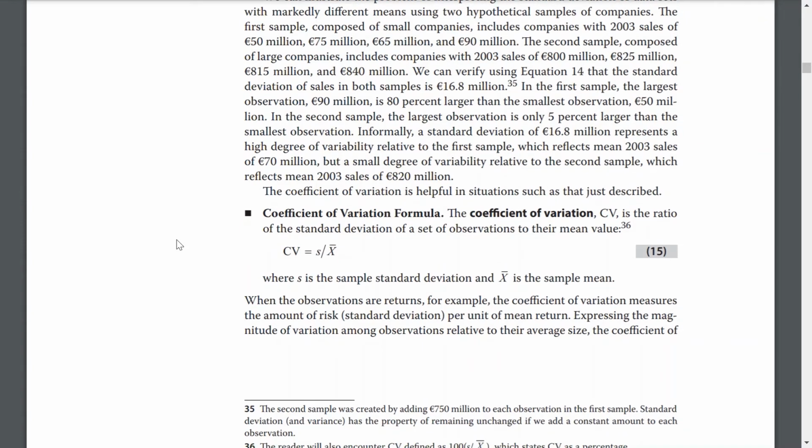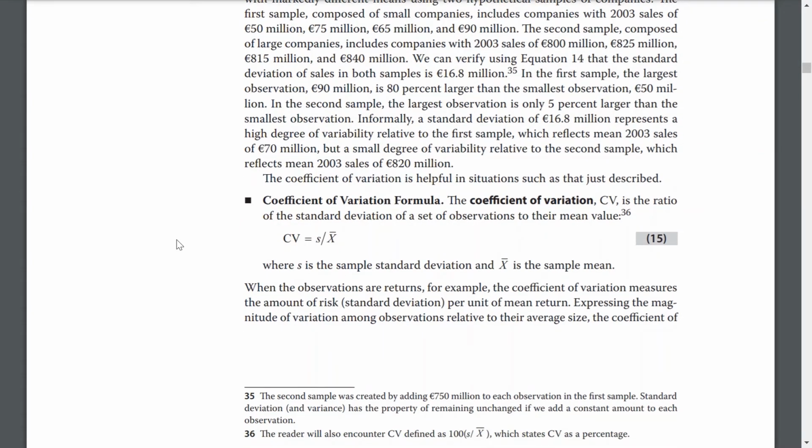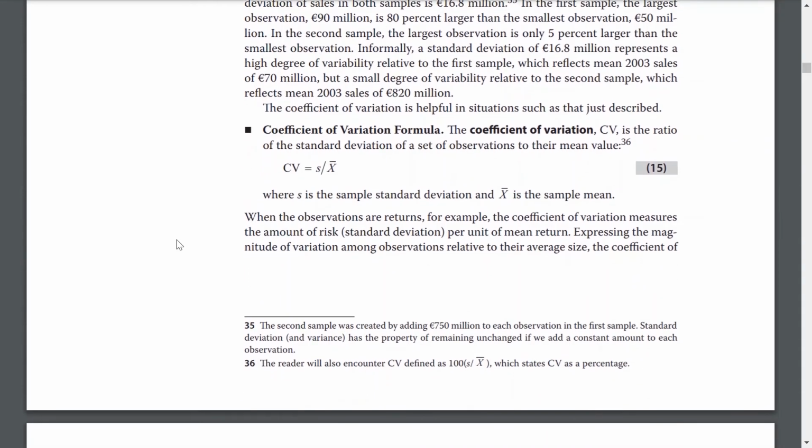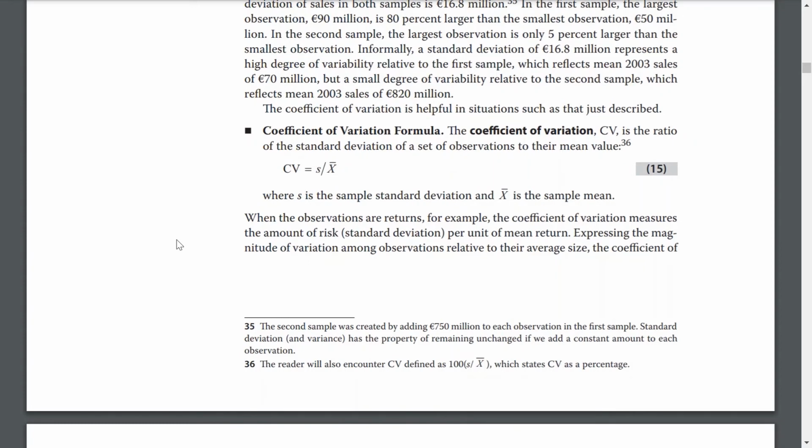Coefficient of variation formula: the coefficient of variation, or CV, is the ratio of the standard deviation of a set of observations to their mean value. CV is s divided by x bar, where s is the sample standard deviation and x bar is the sample mean. When the observations are returns, for example, the coefficient of variation measures the amount of risk, standard deviation, per unit of mean return, expressing the magnitude of variation among observations relative to their average size.